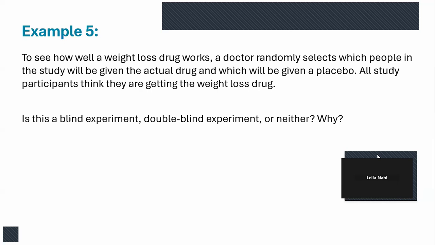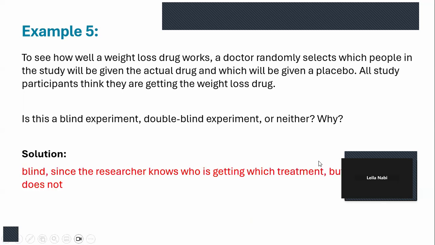Since the subjects do not know whether they're receiving the treatment or the placebo, that is a blind experiment. But to be double blind, the researcher shouldn't know as well. But as we see here, it says the doctor randomly selects the people and chooses who receives the treatment and who receives the placebo. So that means the researcher knows. So that's not a double blind. It is only a blind experiment. Okay?